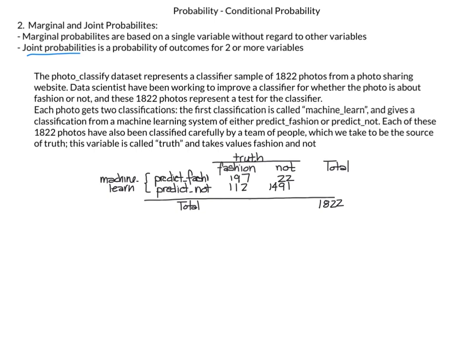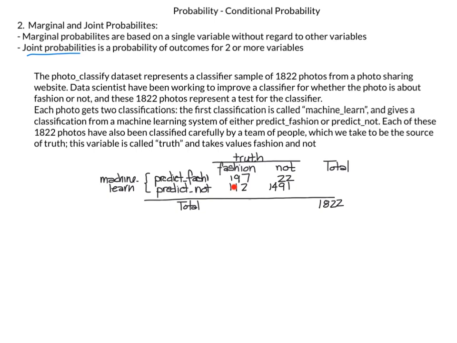Why are they about two variables or more? The columns are about the truth, what the experts say: about fashion and not. So if it's in this column, these counts belong to the photos that the experts said were about fashion. If it's in this column, these are the counts of photos that the experts said were not about fashion. When we look along the rows, these two numbers represent the photos that the machine learning predicted to be about fashion. And this row here is the counts of photos that the machine learning predicted not to be about fashion.